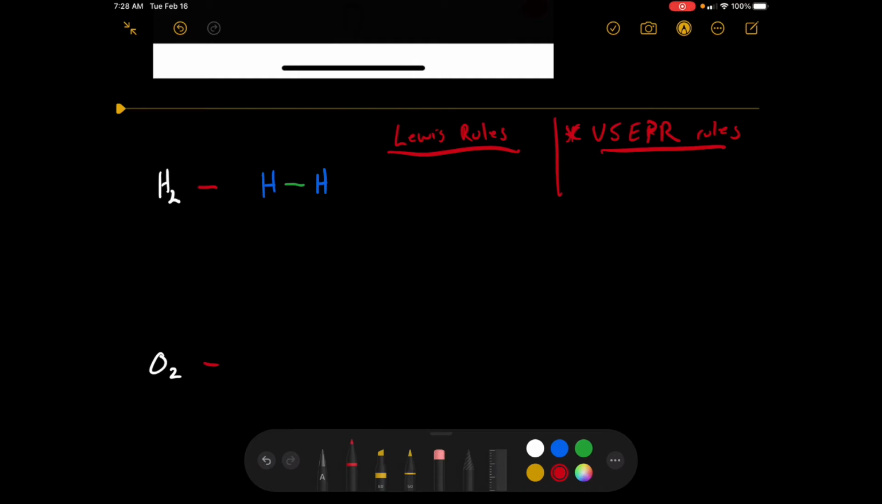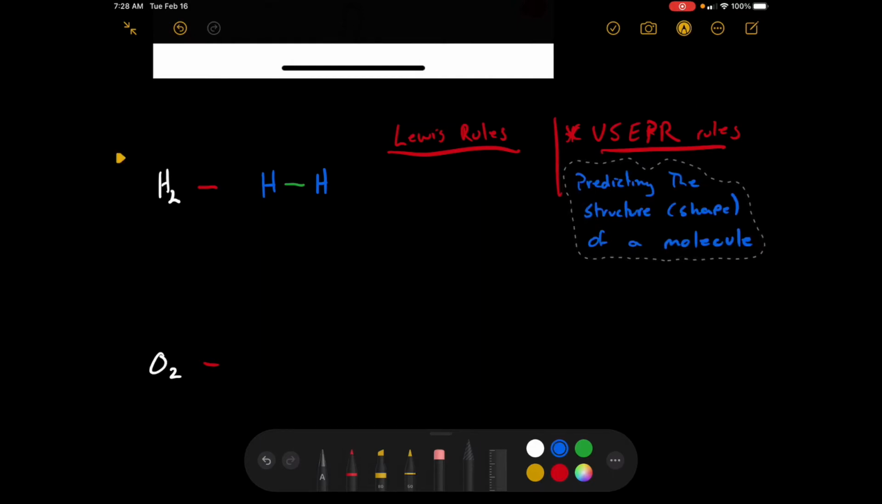theory. And VSEPR theory really, and I'm going to erase this, so you might want to either jot it down or take a screenshot. VSEPR theory is all about predicting the structure or shape of a molecule. It's all about predicting the structure or the shape of a molecule. And really, that is done through Lewis structures, right? Once you draw your Lewis structure, then you have a basis to predict the shape.